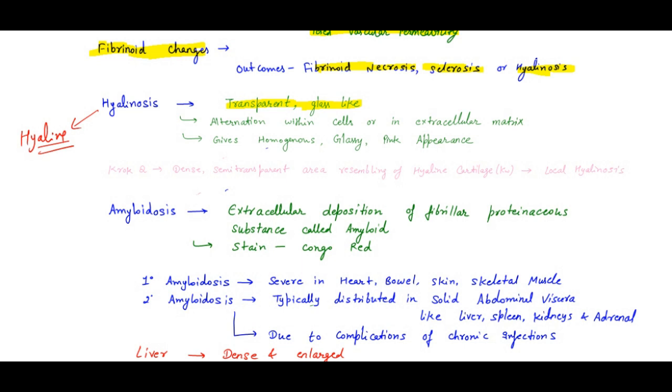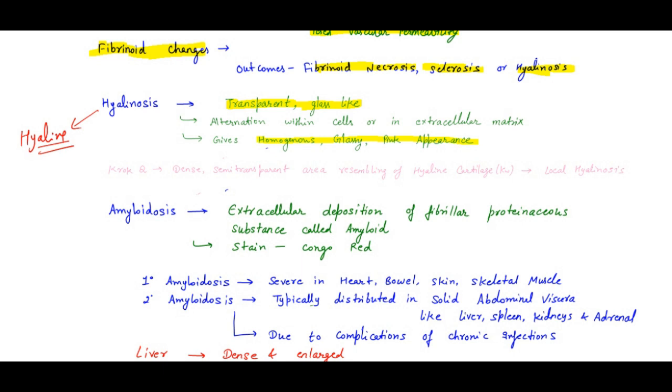Hyalinosis is a change within the cell or in the extracellular matrix, and it gives a homogeneous glassy pink appearance. Who gives a homogeneous glassy pink appearance? That is hyalinosis. So remember the two things here: transparent and glass-like. What does hyalin mean in the Greek word?